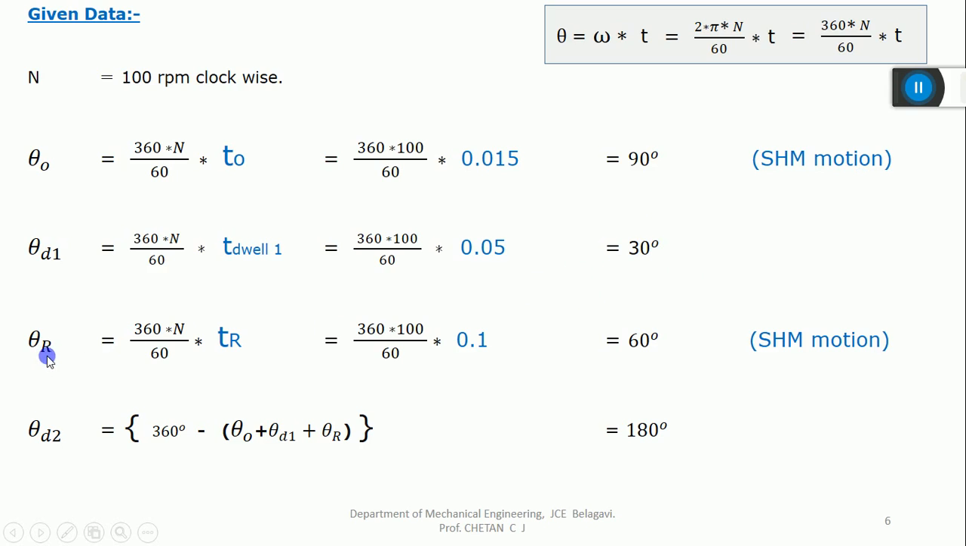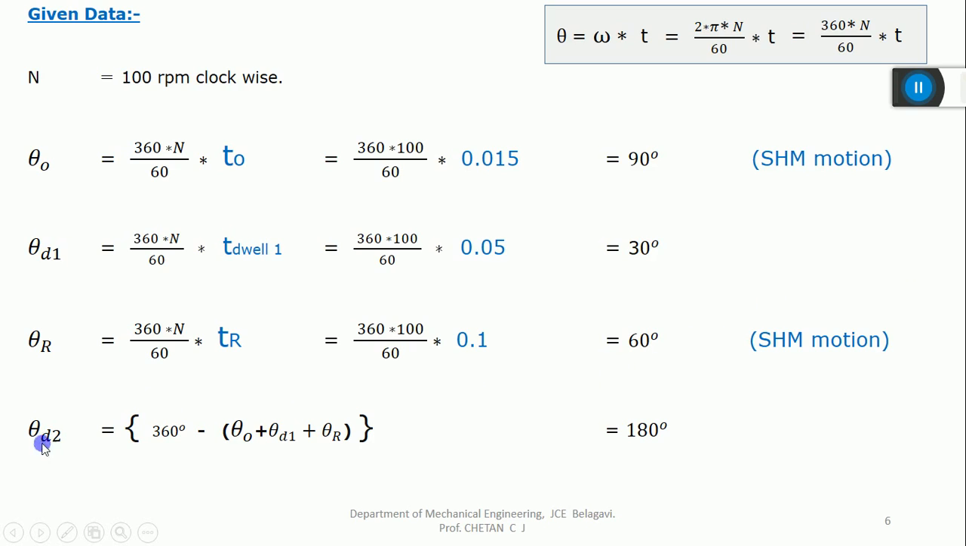And finally, theta r, again use the same formula, 360 into N by 60 into t r. I know t r, the time required to come down to its original position, that is 0.1 second. I'll get the angle as 60 degrees with simple harmonic motion. It means for the next 60 degrees of cam rotation, the follower is coming down.